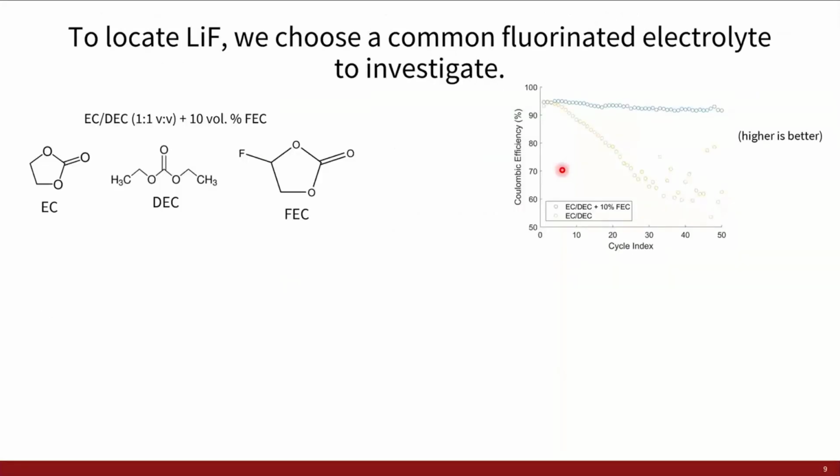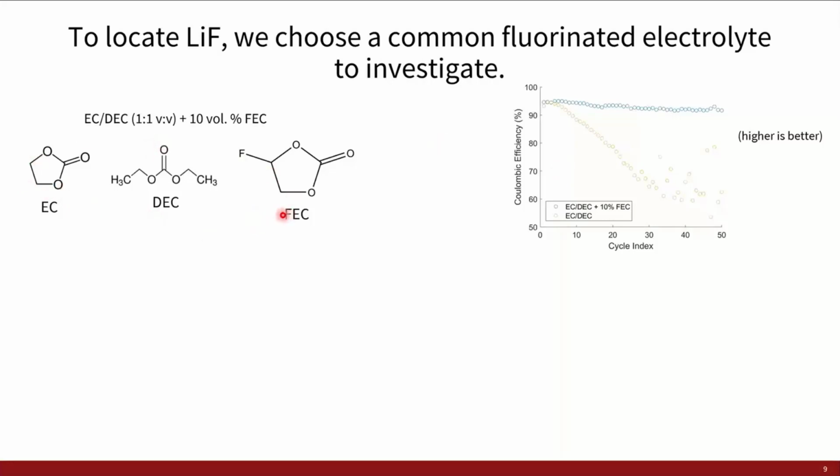So to address this question, this brings us into the main motivation for this work I'm going to show you here. We want to figure out where lithium fluoride is. And in order to do that, we need to build a model electrolyte. The SEI chemistry is going to majorly match the chemistry of the electrolyte within the battery. So we're going to use a common, well-understood, highly fluorinated electrolyte to investigate where this lithium fluoride is. This is the electrolyte here.